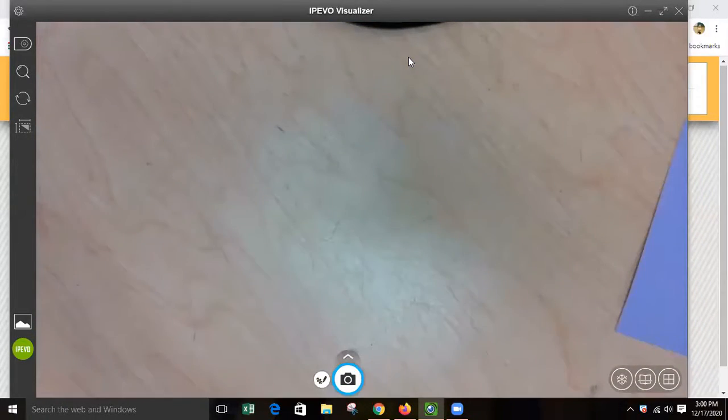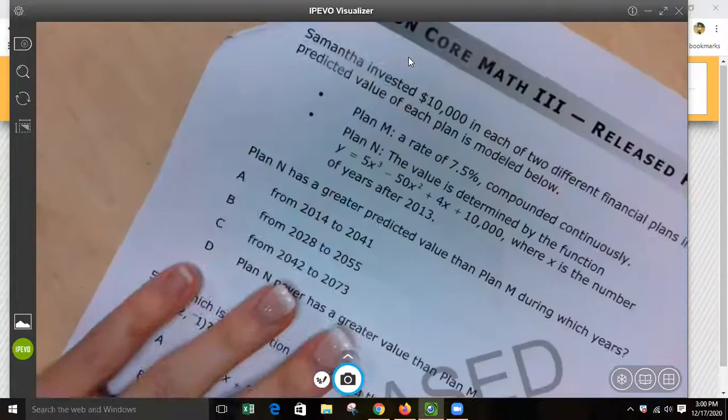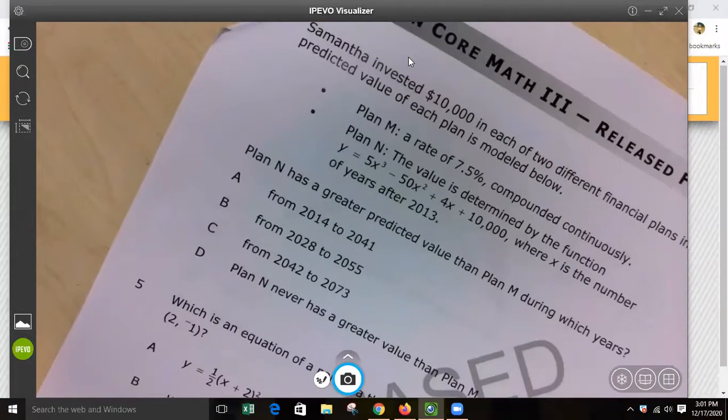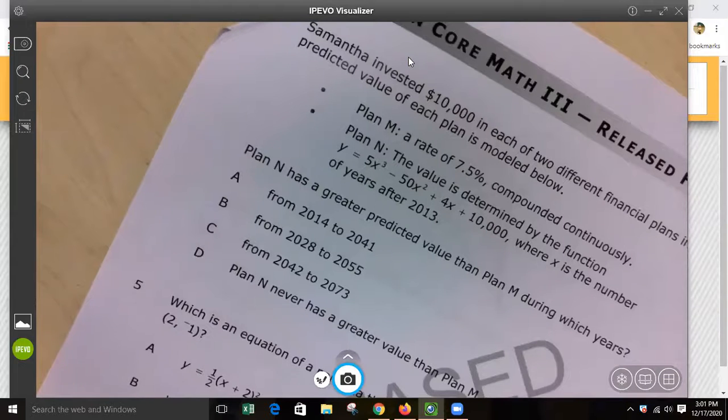All right, look at number 4 on the other packet. So it says Samantha invested $10,000 in each of 2 different financial plans in 2013. The predicted value of each plan is modeled below. Do you guys remember your formula for compounded continuously? Compounded continuously.